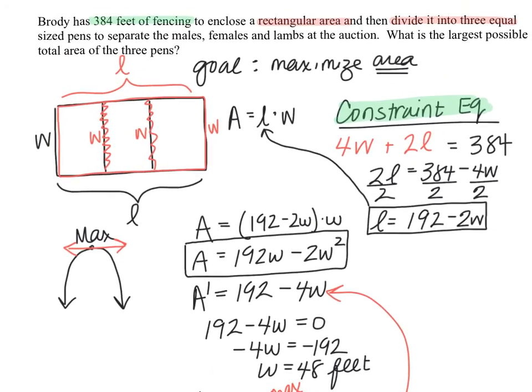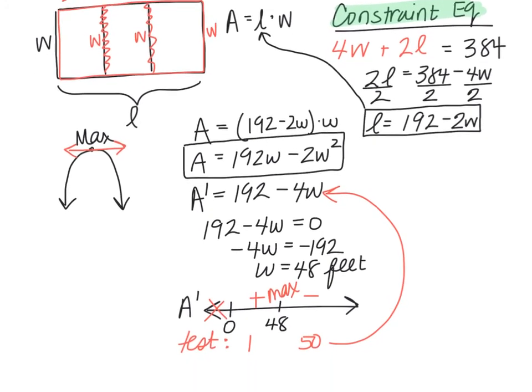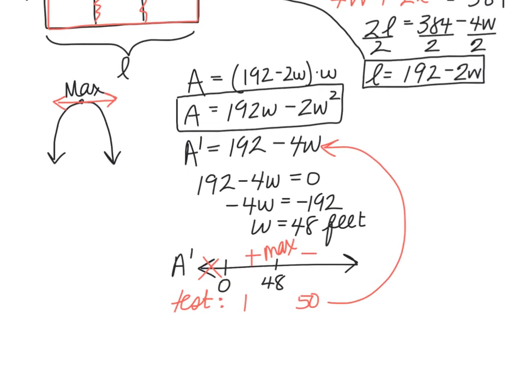So now let's go back and reread the problem because we want to make sure that we answer the entire problem. And this problem asked for what the largest possible area was. So it didn't actually want the dimensions in this case. It actually wants the area. What is the largest area possible? So we need to take our width of 48 and substitute that back into our area model to get the actual area that is the largest possible. So we are going to be computing A of 48.